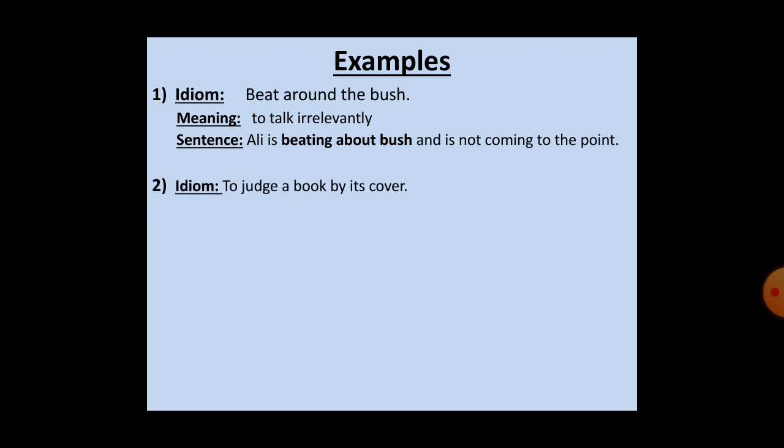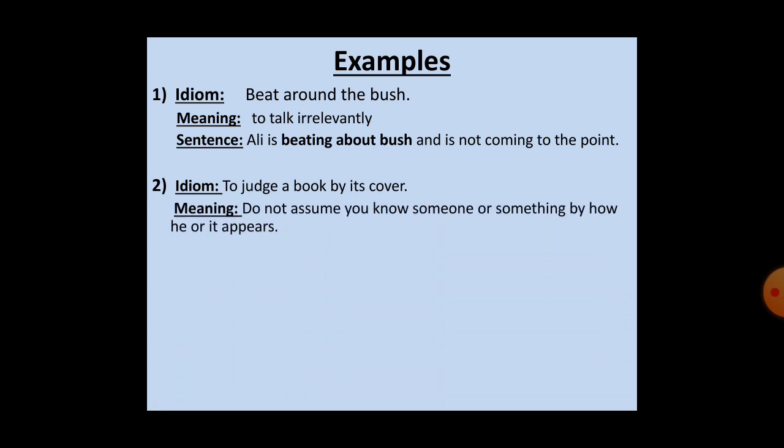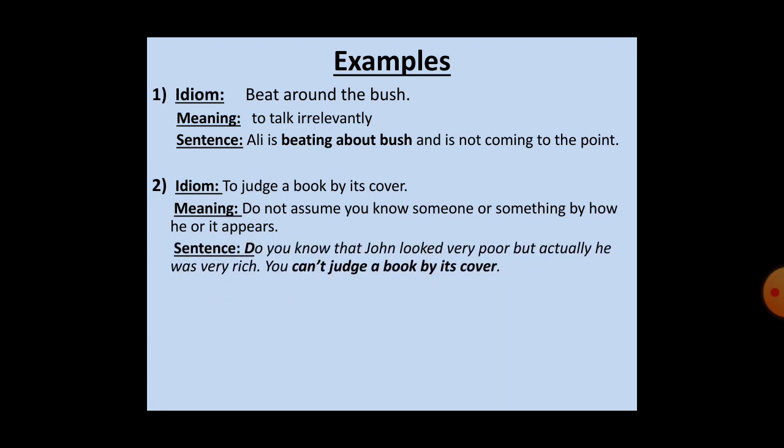Next is to judge a book by its cover. It means do not assume you know someone or something by how he or it appears. And the sentence: Do you know that John looked very poor but actually he was very rich? You can't judge a book by its cover.